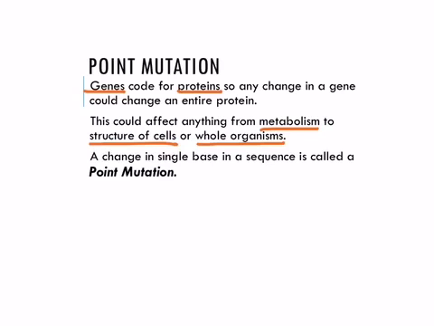But even more than that, it could lead to a change in an entire organism. Now, the simplest form of mutation we call a point mutation. A point mutation is a mutation that's taken place in just a single base in a sequence. So you'll have a long DNA sequence, and there's a change in just one of the nucleotide bases in that sequence. This is called a point mutation.